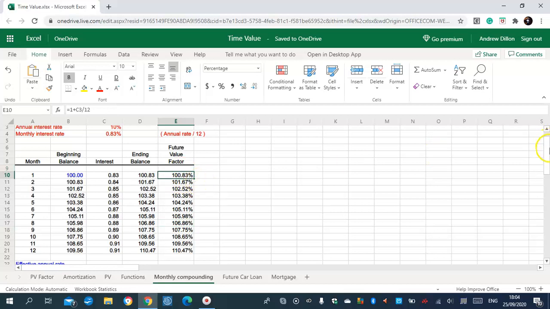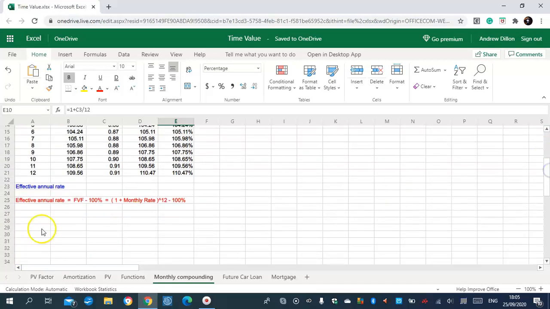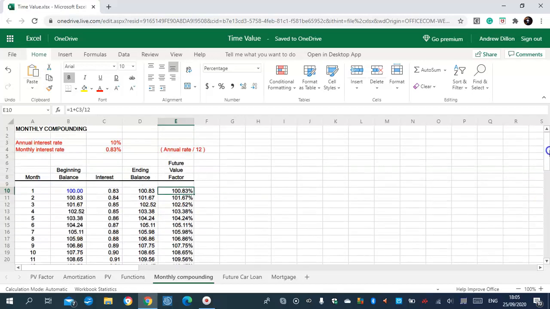Now it's completed. The effective annual rate equals FVF minus 100%, which equals 1 plus the monthly rate to the power of 12, minus 100%. Okay, so move on to the future car loan sheet.